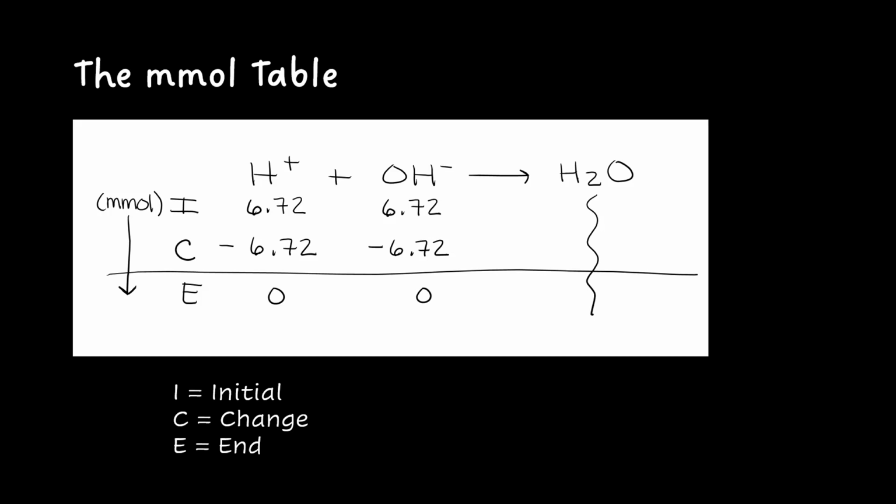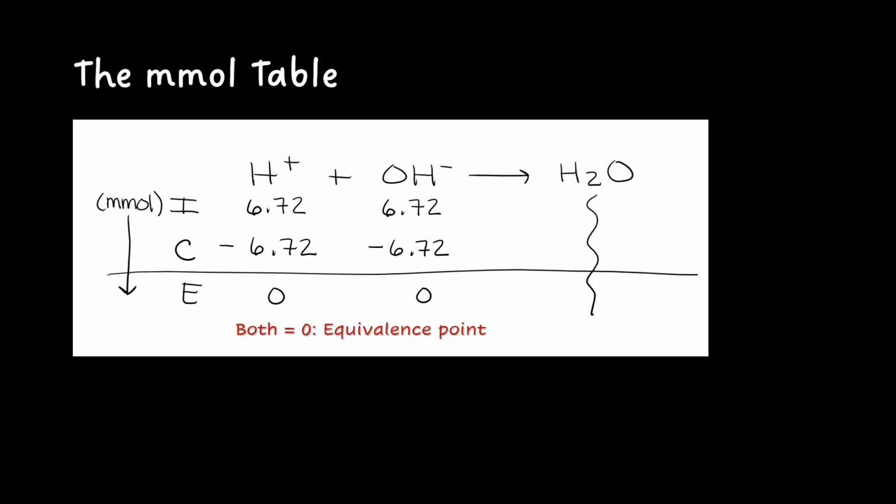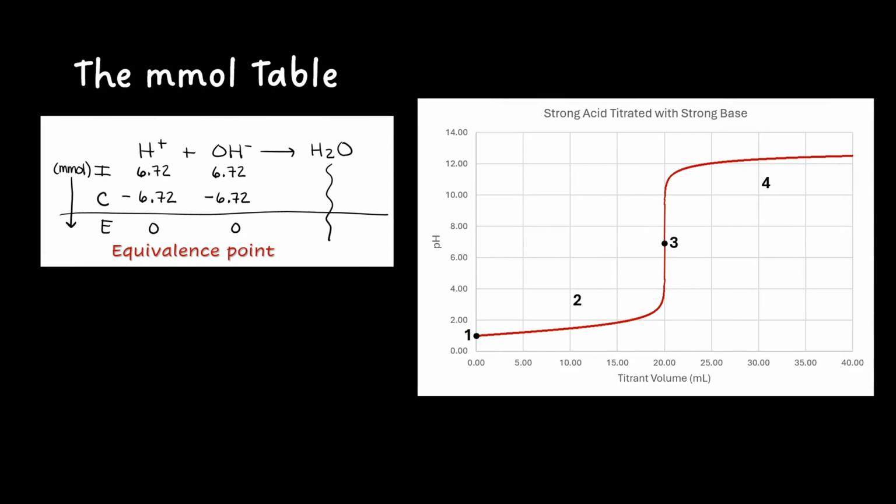In this first example, we see that all of the H+ in solution reacted stoichiometrically with the hydroxide that was added. There's no excess of either reactant, which is the definition of the equivalence point. When both H+ and OH- are at 0, the reaction is complete and we are at the equivalence point.